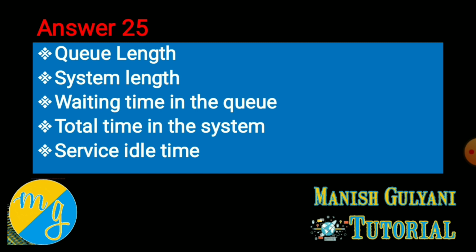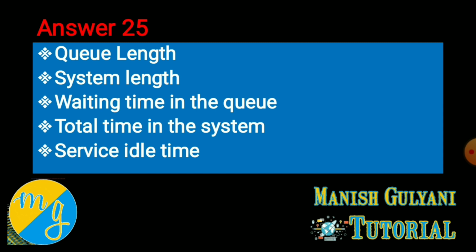Waiting time in a queue means the average time that a customer has to wait in a queue to get service. That is also related to customer dissatisfaction, or potential loss of future revenue if a customer has to wait for a long period. Next is total time in the system. Total time in the system is the average time that a customer spends in the system from entry to exit. So that is known as total time in the system.